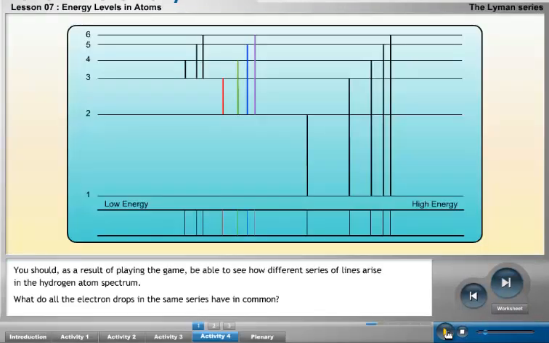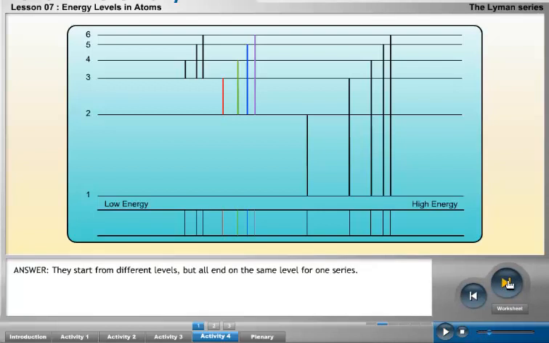You should, as a result of playing the game, be able to see how different series of lines arise in the hydrogen atom spectrum. What do all the electron drops in the same series have in common? Answer: they start from different levels but all end on the same level for one series.